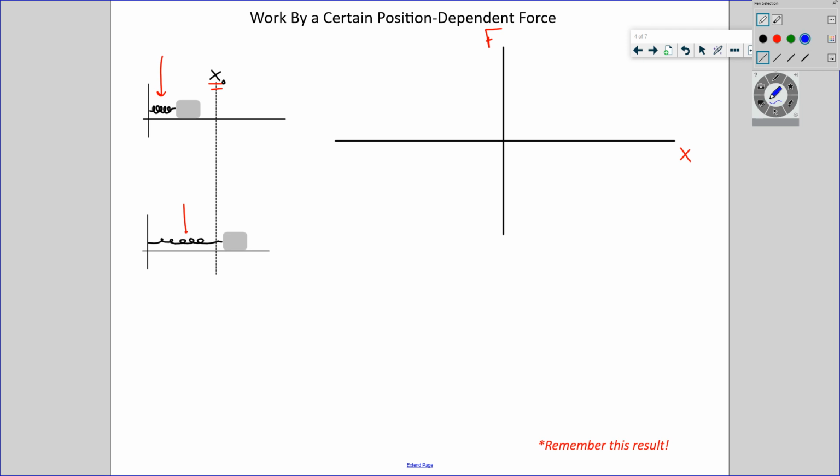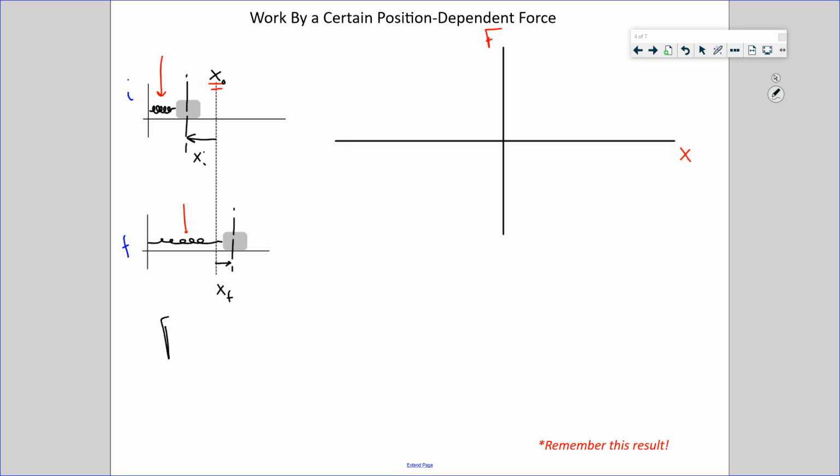We'll call this initial and final. Initially, the spring is compressed that much. There's an x initial. And in the end, the spring is extended that much. There's an x final. x is the change in the spring's length from its equilibrium position.